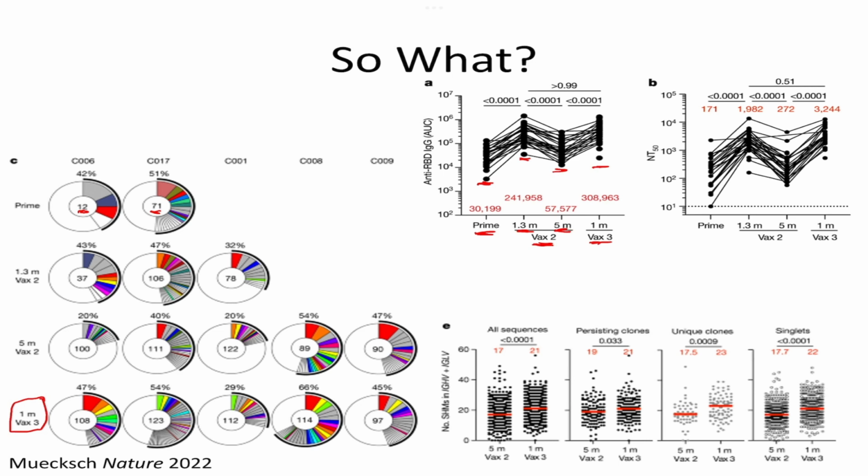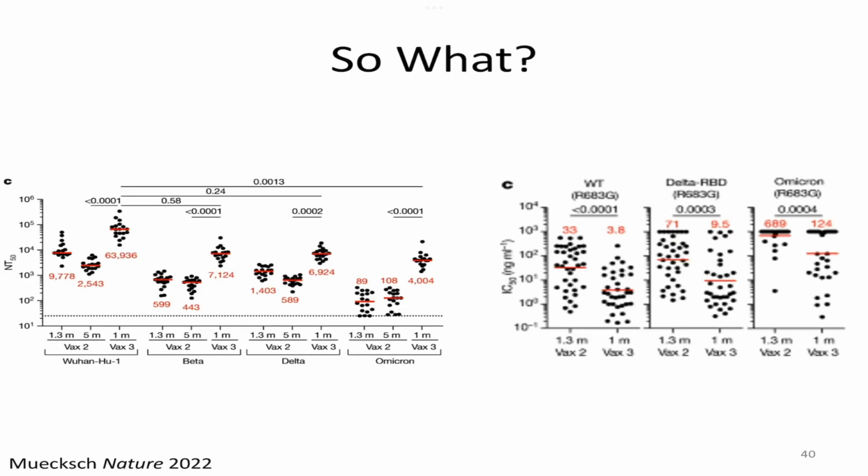We can actually even look and see how many point mutations we have. And if we look after the second dose versus the third dose, we see a difference where there's been an increase in the number of mutations. So that's cool, right? The immunology I'm telling you about really happens.